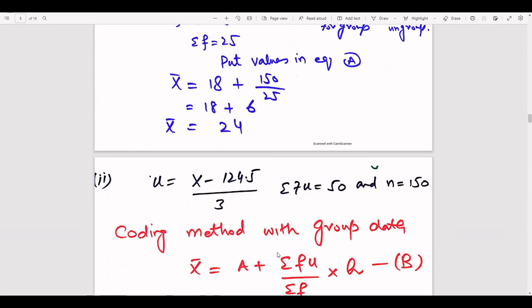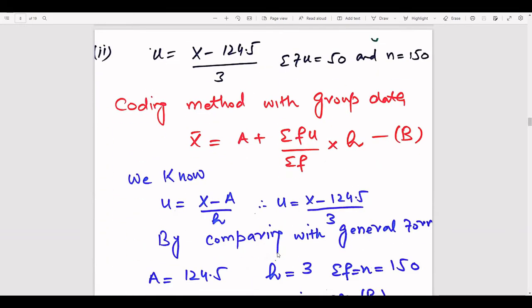The answer is 24. Second part: u is equal to x minus 124.5 over 3. Sum of fu is equal to 50, n is equal to 150. The coding method with grouped data is x bar is equal to a plus summation fu over summation f, multiplied by h. u is equal to x minus a over h. Here, u is equal to x minus 124.5 over 3, so this is a, this is h.